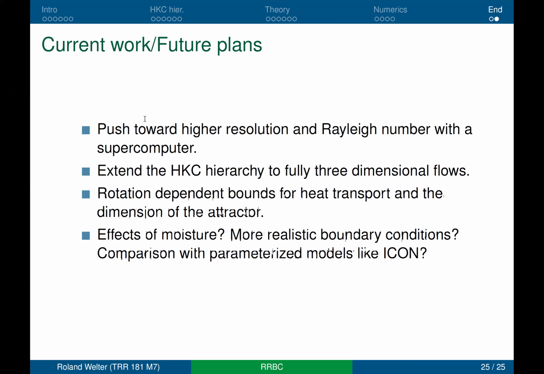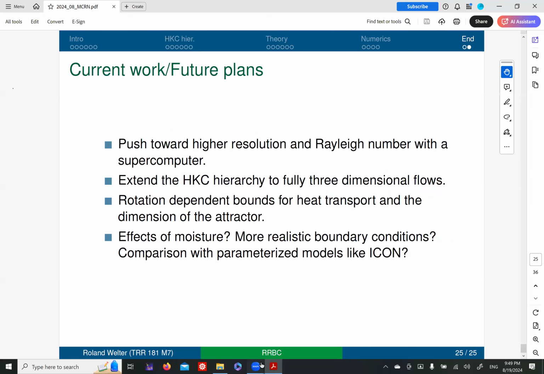So would you be willing to conjecture, on the basis of these numerics, that the dimension of the attractor grows like the square root of the Rayleigh number?